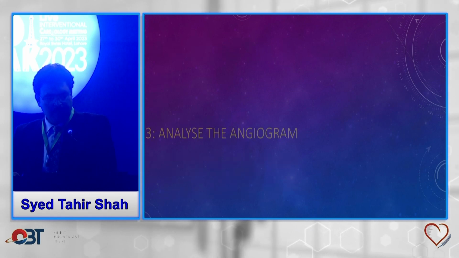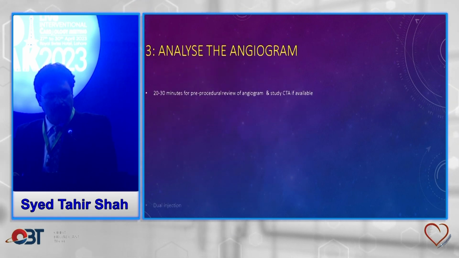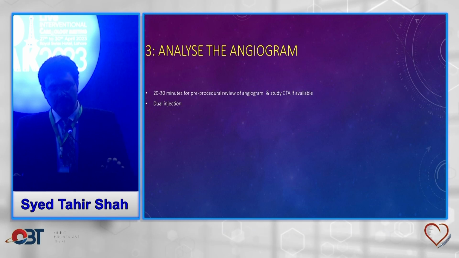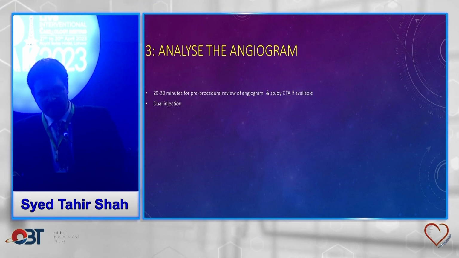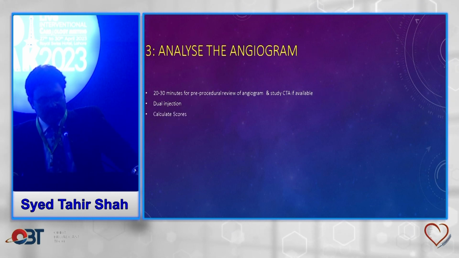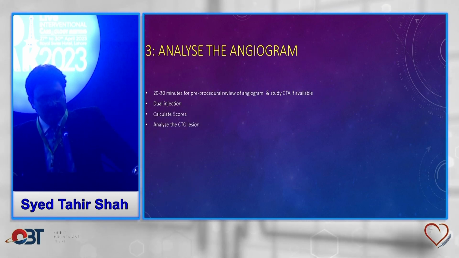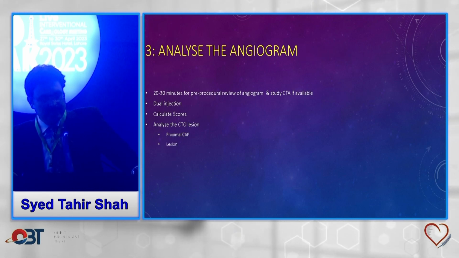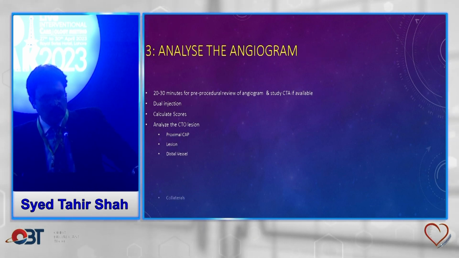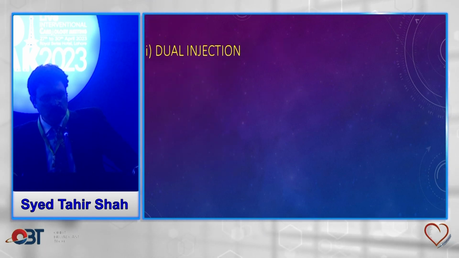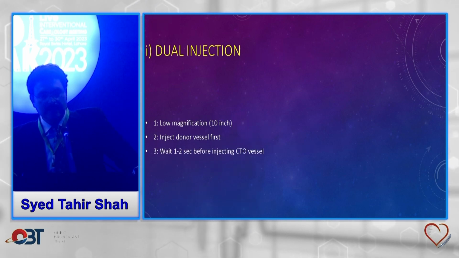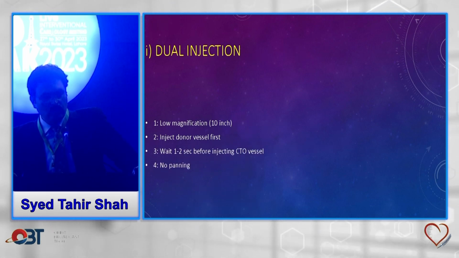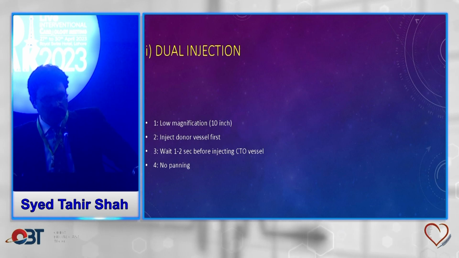Then next step, analyze the angiogram. So 20-30 minutes pre-procedure review of angiogram and study coronary CT if it is available. Dual injection is a must. Calculate scores, analyze the CTO lesions, particularly proximal cap, lesion itself, distal vessel, and then collaterals. How do we do it? The dual injection is performed at low magnification. First inject the donor vessel, wait for 1 to 2 seconds before injecting the CTO vessel.